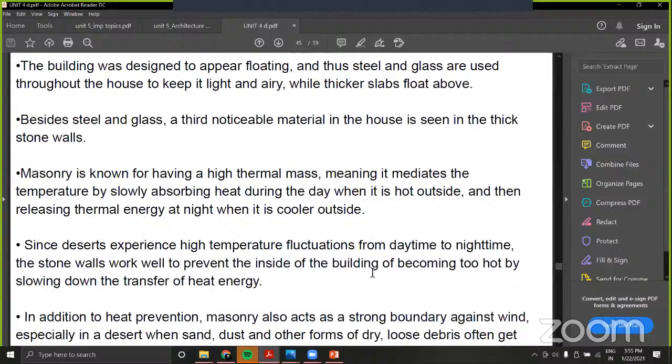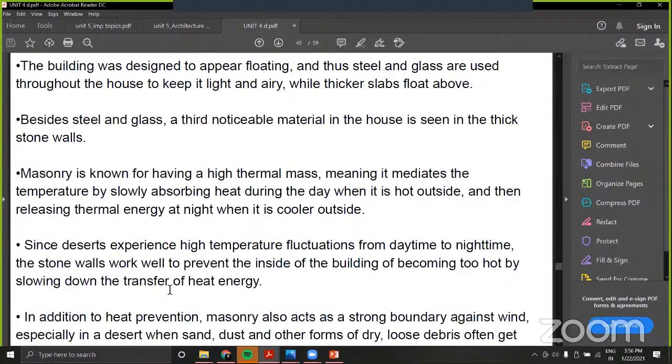Since deserts experience high temperature fluctuations from daytime to nighttime, the stone walls work well to prevent the inside of the building from becoming too hot by slowing down the transfer of heat energy. Since the desert is so hot in the morning and so cold at night, to prevent the transfer of heat, he decided to bring stone walls into the building and also use all those masonry works to prevent the fluctuation of heat.